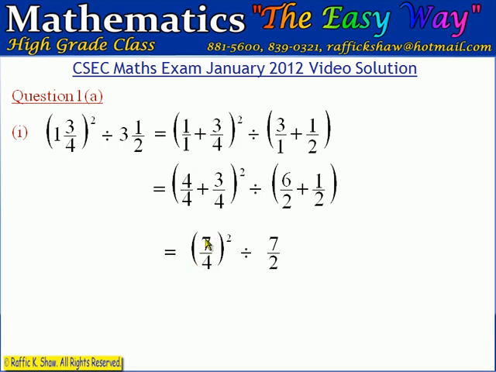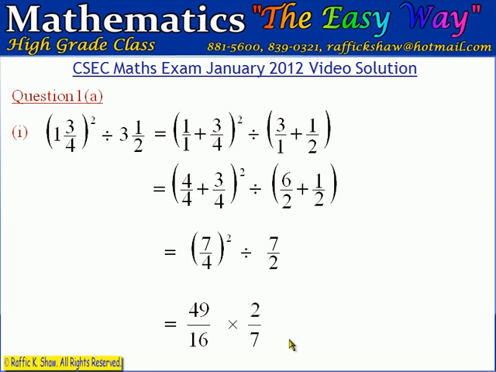So the square here means we have to square the 7 and also square the 4. So this is going to become 49 divided by 16, and we are still dividing by 7 over 2. And remember, to divide by a fraction is the same as to multiply by the inverse of that fraction. So let's look at what happens to each of these terms one at a time. This term becomes 49 divided by 16 because 7 squared is 49 and 4 squared is 16. And then to divide by 7 over 2 is to multiply by the reciprocal of 7 over 2, which is 2 over 7. So let's show that.